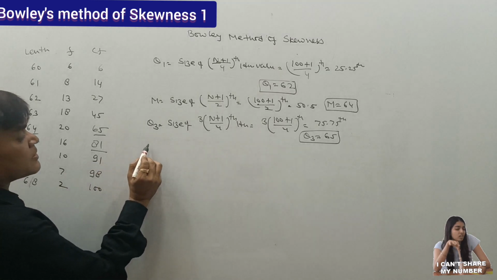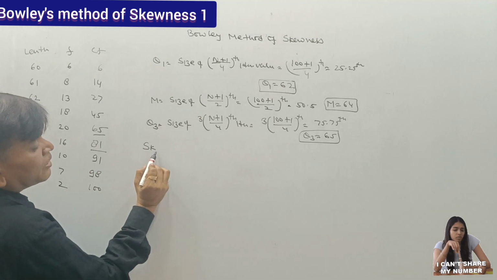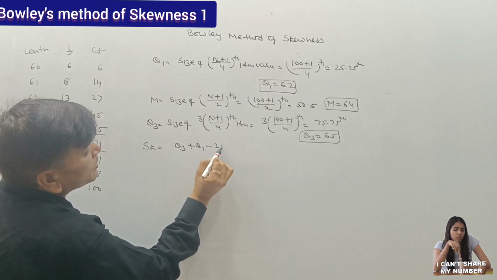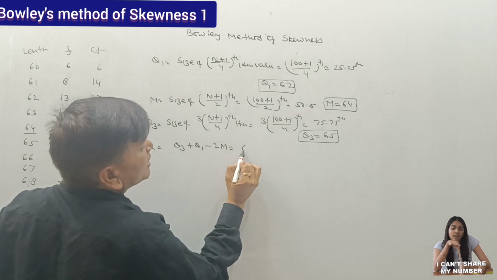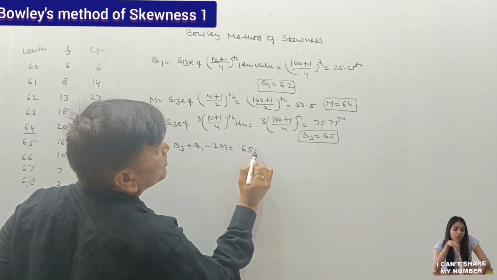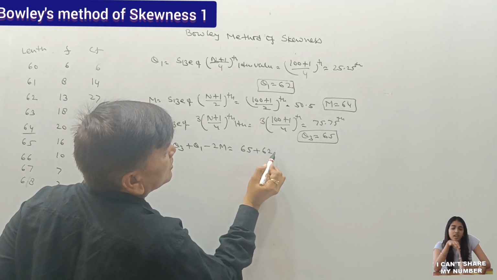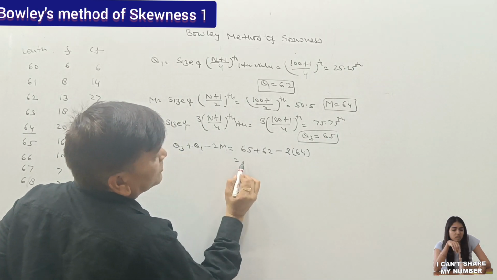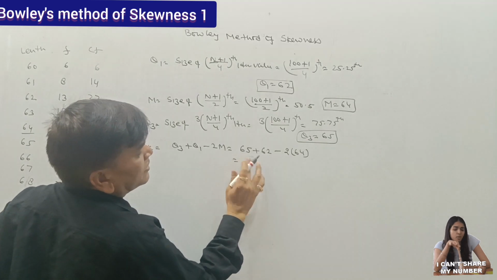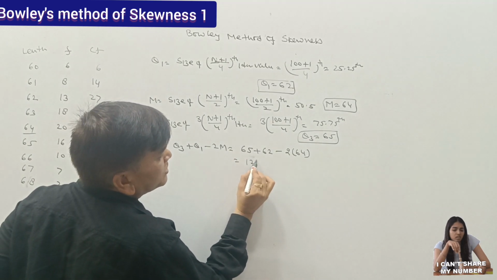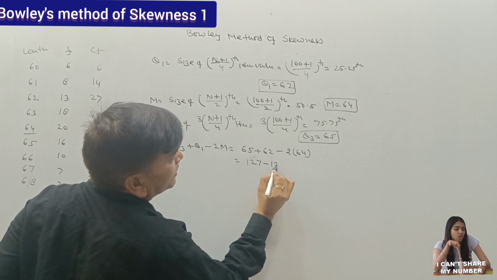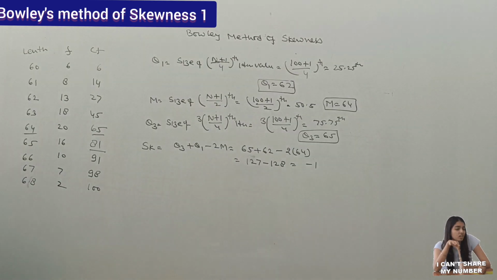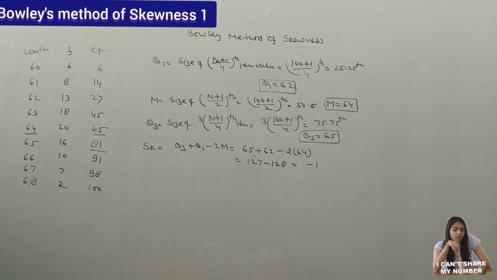So the skewness by Bowley method is Q3 plus Q1 minus 2m. The value of Q3 is 65, the value of Q1 is 62, minus 2 multiplied by 64. 127 minus 128, that is minus 1. So the value of skewness will be minus 1 here.